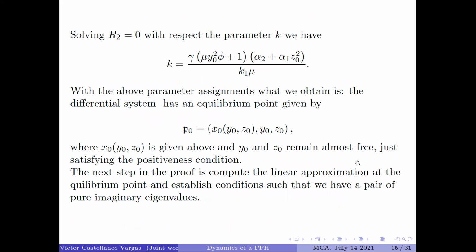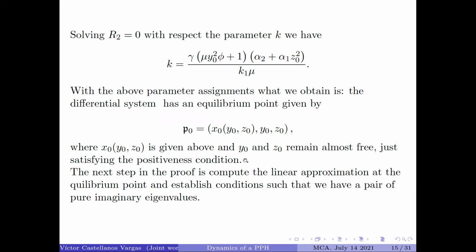Then solving R2 equal to 0 with respect to parameter K, we have that K is equal to this one. With the above parameter assignment, what we obtain is the differential system has an equilibrium point given by this one, P0, where X0 depends on Y0 and Z0, and is given as above, and Y0 and Z0 remain almost free, just satisfying the positiveness condition.